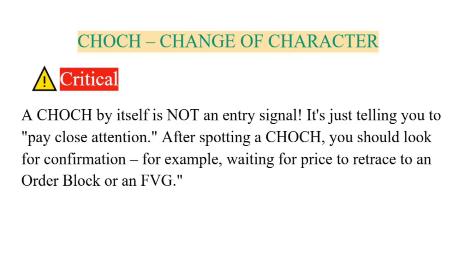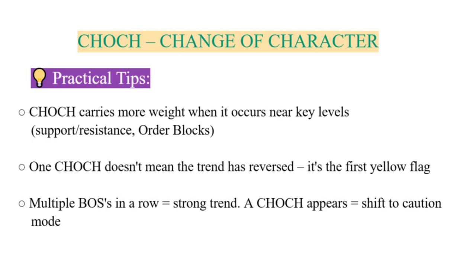After spotting a CHOCH, you should look for confirmation. For example, waiting for price to retrace to an order block or an FVG. Practical tips. CHOCH carries more weight when it occurs near key levels, support/resistance, order blocks. One CHOCH doesn't mean the trend has reversed, it's the first yellow flag. Multiple BOSs in a row equals strong trend. A CHOCH appears equals shift to caution mode.